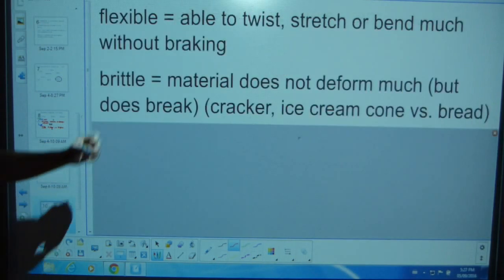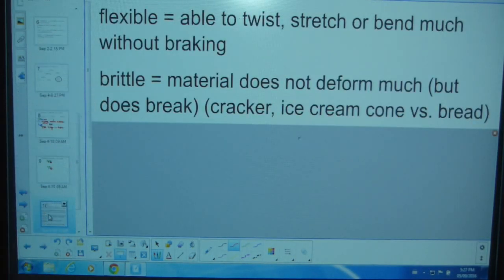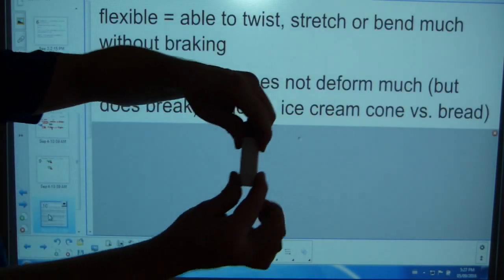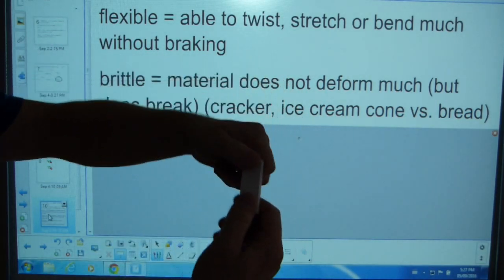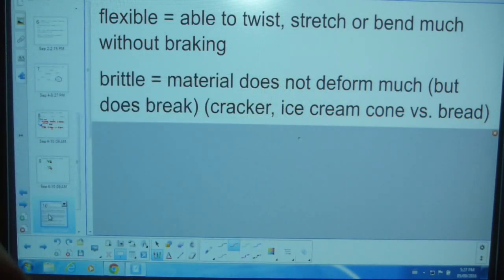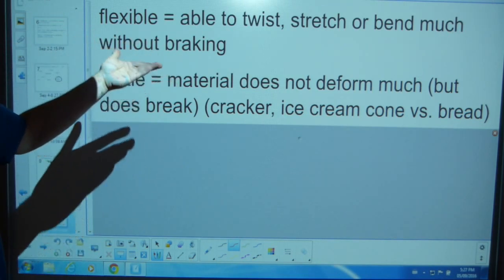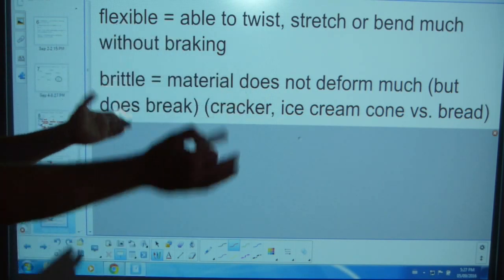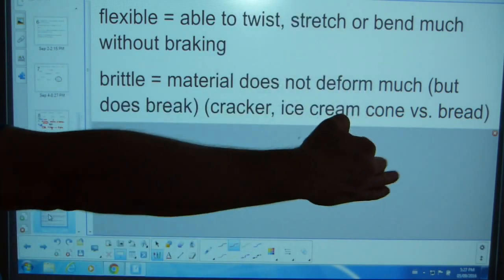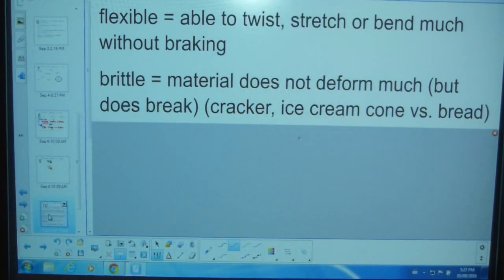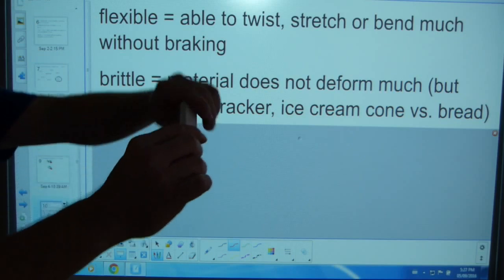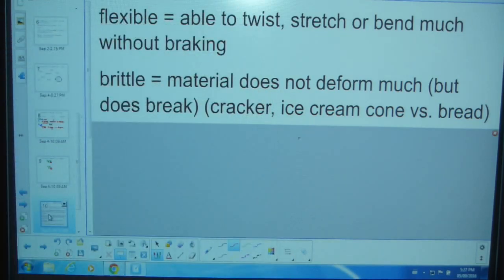So, flexible materials, definition for flexible is here. Able to twist, they're able to twist, bend, or stretch much. Maybe not without breaking, but yeah, without breaking or way before breaking. See, it's in the journey between no load and failure at the far end. So flexible materials do this a lot or much, and brittle materials do not deform much.